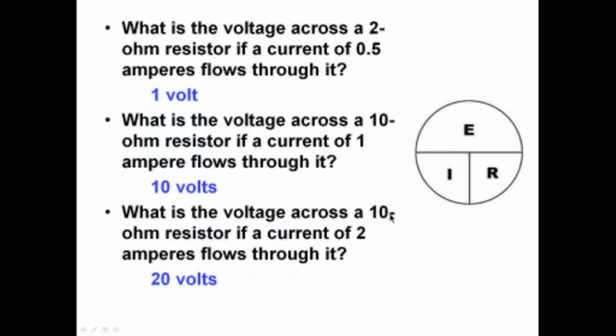What's the voltage across a 10 ohm resistor if a current of 2 amperes flows through it? Same problem basically with just slightly different values. We want to know the voltage. We know the current, 2 amperes. We know the resistance, 10 ohms. We multiply those together, and we find that it would take 20 volts to cause that current.